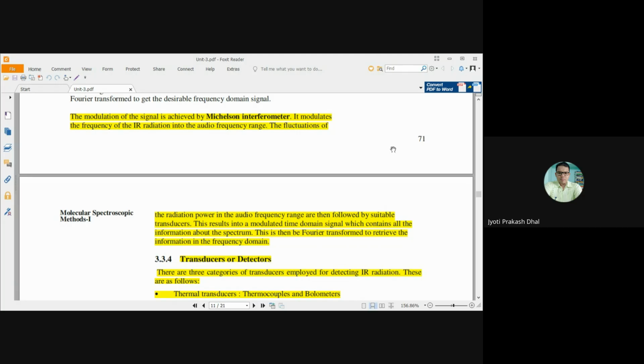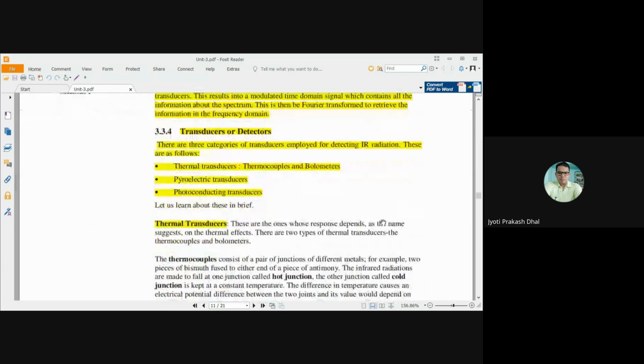This is then Fourier transformed to retrieve the information of the frequency domain. Now the transducers or detectors. Three categories of transducers are employed for detecting the IR radiations. These are the thermal transducer, that is called thermocouple or bolometer, the pyroelectric transducer, and the third one is the photoconducting transducer.